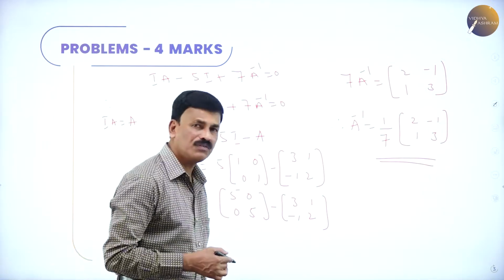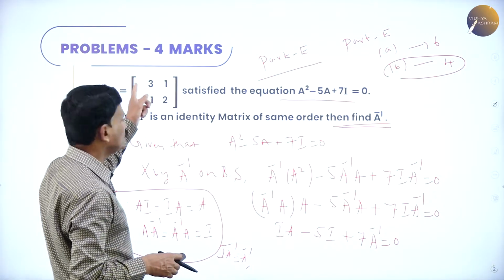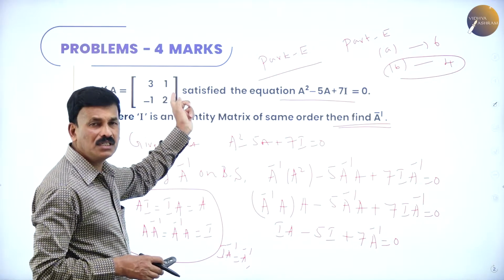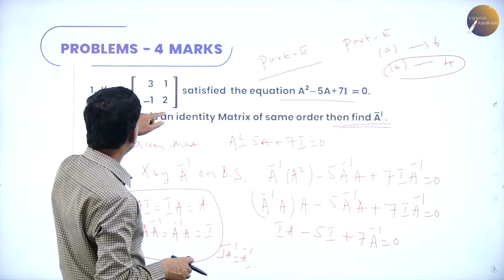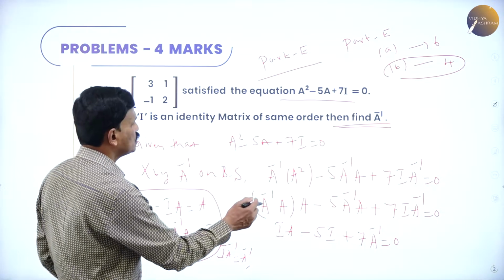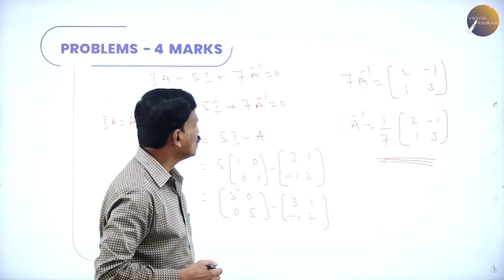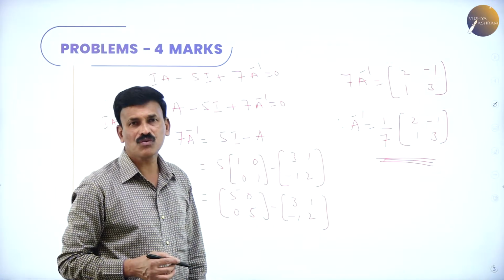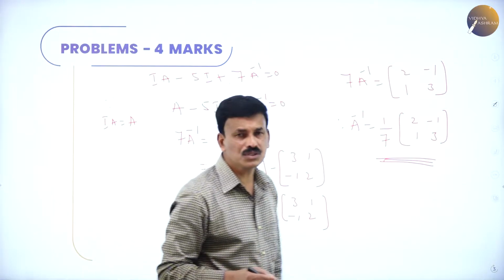See, if you do the ordinary method to find the inverse, what are we going to do? Interchange the diagonal elements and change the signs of the secondary diagonal elements. If you interchange the diagonals, what will you get? 2 and 3, and minus 1 and plus 1. So, the given answer is correct. Therefore, A inverse is equal to 1 over 7 into 2, minus 1, 1 and 3. This is how we are going to solve.